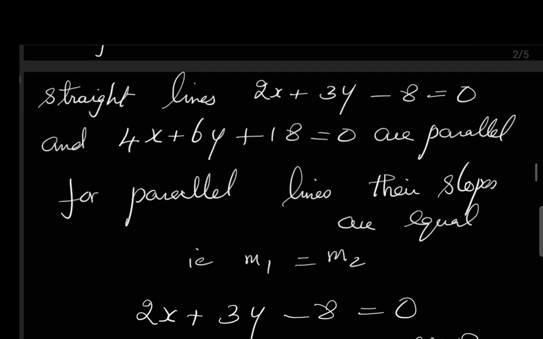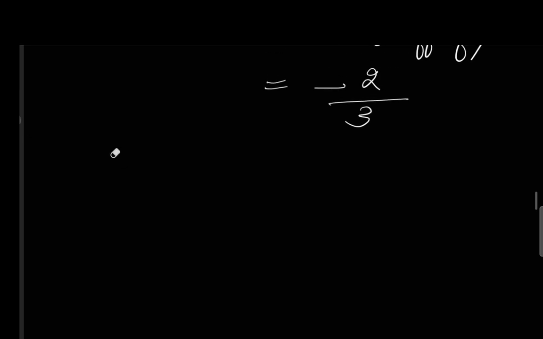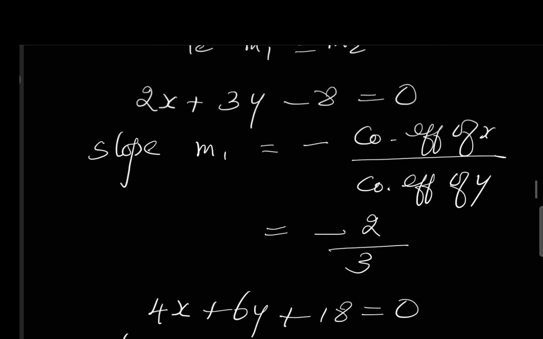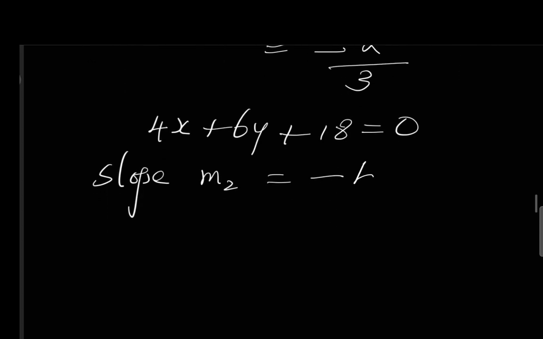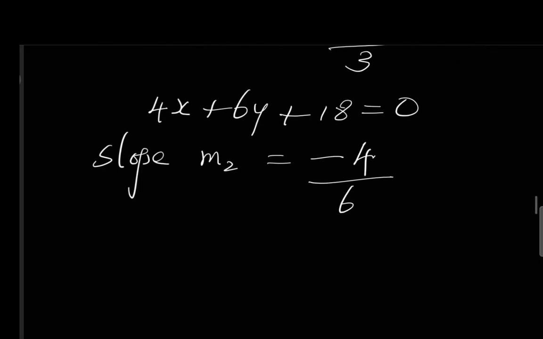Take the next line, 4x plus 6y plus 18 equal to 0. Slope m2 is equal to, no need to write the formula. In the same problem, if you write it one time, it is enough. So just apply. Coefficient of x is 4 divided by coefficient of y, which is 6. So minus, common divisor 2. 2 2s are 4. 3 2s are 6.